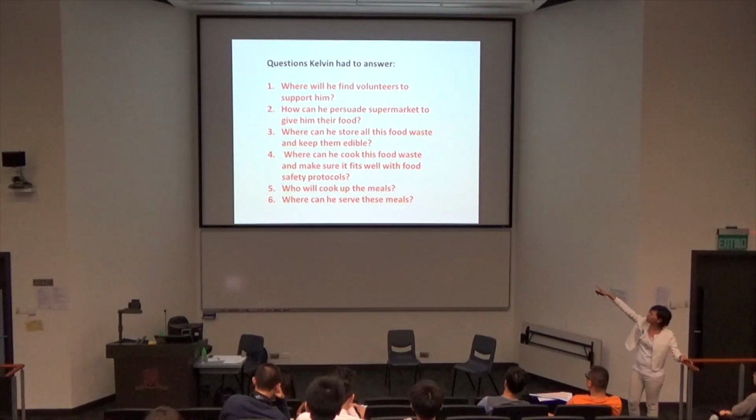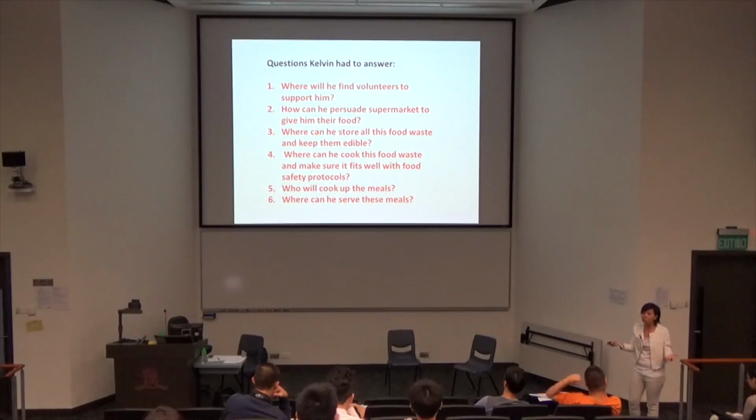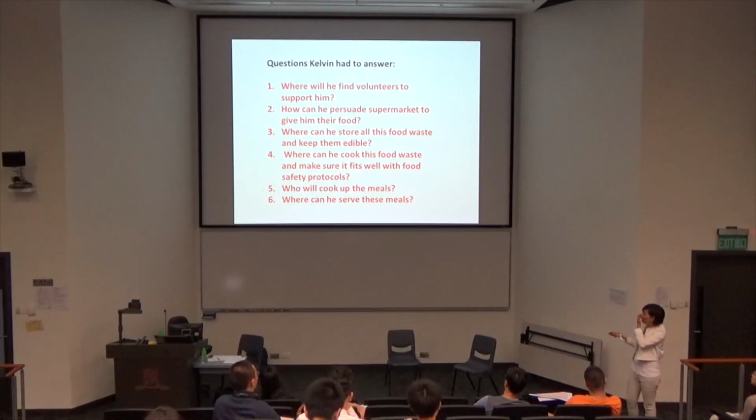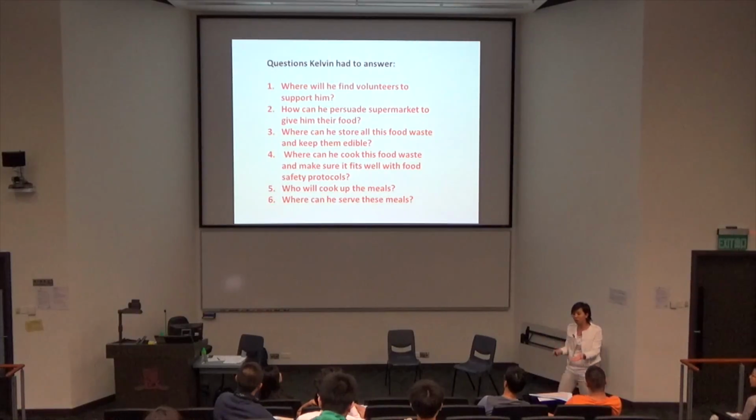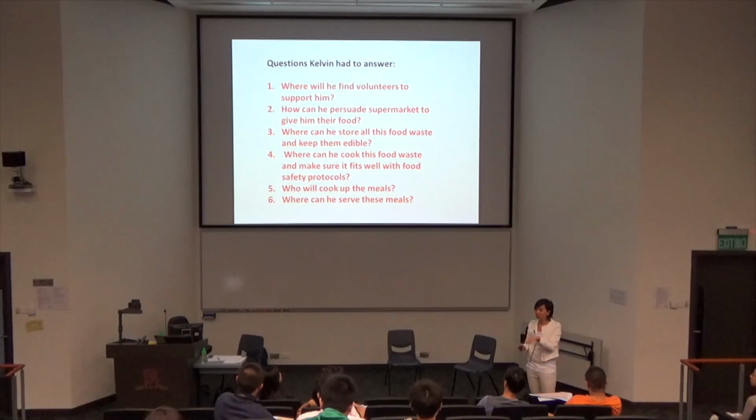And so there are also practical questions like, how can you store all this food waste, right? You need spaces and stuff. And where can you cook this? Turns out he did a little bit of research, he went around the community noticing that in every community, there's some sort of spare kitchen space that he could use.